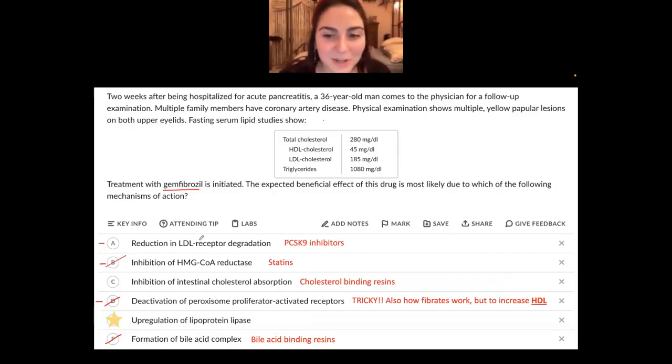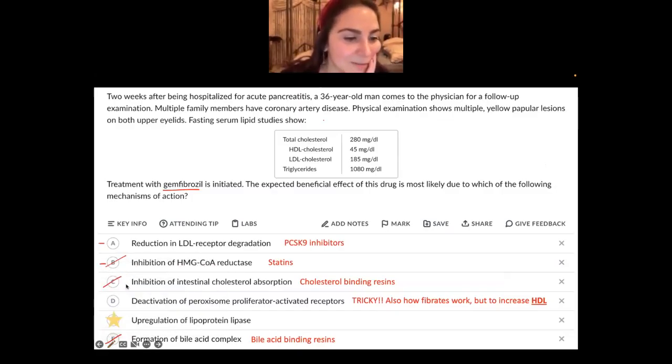But what I thought was really tricky about this was D. So, for example, the reduction in LDL receptor degradation is PCSK9 inhibitors, right? It stops breakdown of your LDL receptors so that they can be recycled. You knew this one right away. That's what statins do. Inhibition of intestinal cholesterol absorption, another way of saying this is it's blocking cholesterol reabsorption exogenously from the intestines. So that's your ezetimibe one. That's your cholesterol binding resin.